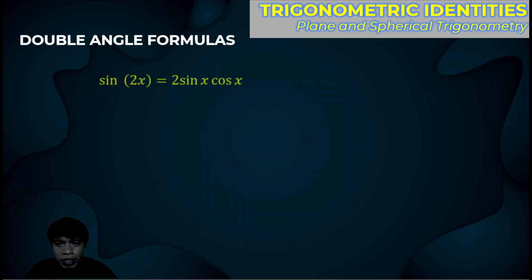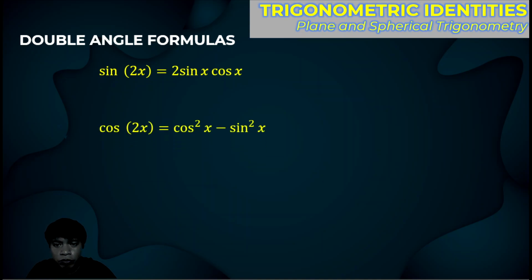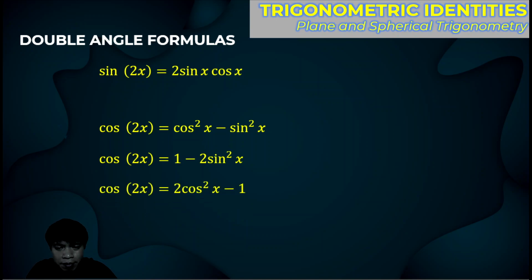Okay, so next of course is the double angle formulas. So una is yung sine 2x, that is 2 sine x cosine x. Then para sa next, cosine 2x, that is cosine squared x minus sine squared x. And another cosine 2x, guys, is 1 minus 2 sine squared x. And then cosine 2x na naman, 2 cosine squared x minus 1. And then para sa tangent 2x, that is 2 tangent x divided by 1 minus tangent squared x.